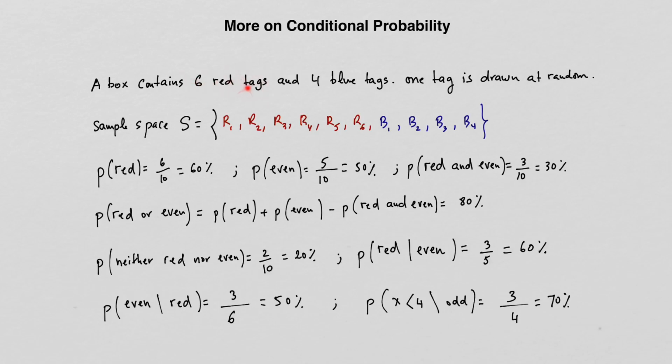Remember, these 6 red tags are labeled 1 through 6, and these 4 blue tags are labeled 1 through 4. So the subscript gives you whether it is even or odd. Makes sense? So what's the chance of picking an even tag, whether it is blue or red? We don't care. So when you don't see red or blue here, it means we don't care, right? We just care about the word even. So there is 2, 3, 4, 5. So there are 5 out of 10 options again, which is 50% chance.